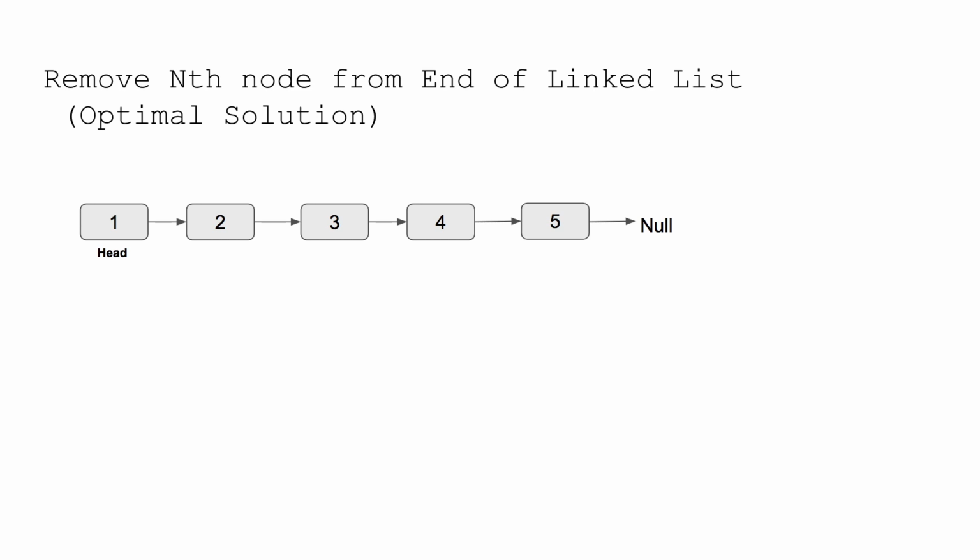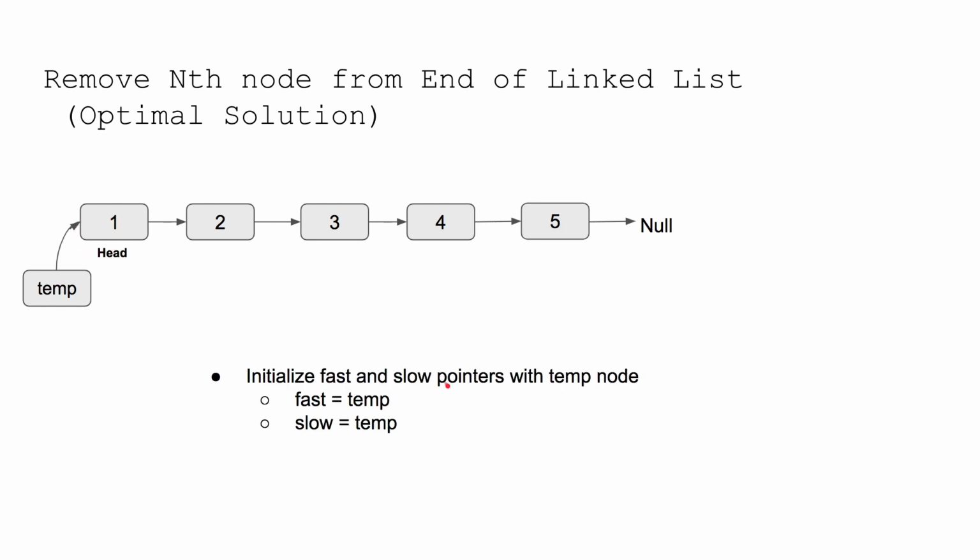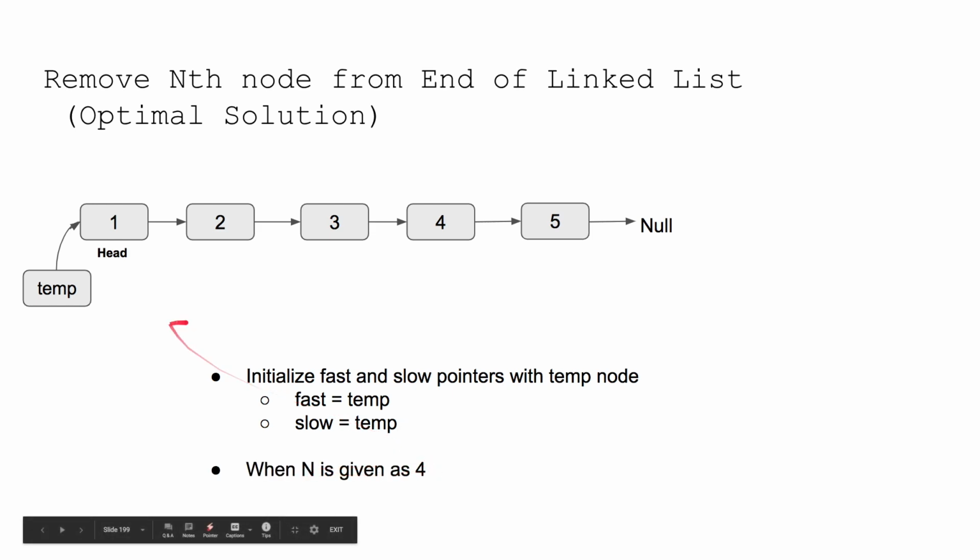Here, first I'll create a temporary node and assign the head node to it, so my temporary node will start pointing to the head node. Then I'll take 2 other pointers, which I'll call fast and slow pointers, and initialize both with the temp node. For example, let's say we are given n as 4. That means we need to remove the node with the value 2.